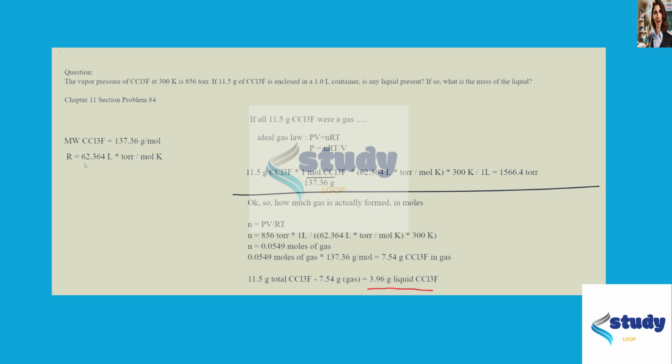So to solve this, you needed to pick out a gas constant. It's easier if you look at the problem, see what kind of units they give you in pressure, and then you can just use that gas constant. So again, I used liter torr per mole per K, and you need the molecular weight. But other than that, you just plug it into the ideal gas law and subtract the gas that you were able to form from the total mass, and there you go.